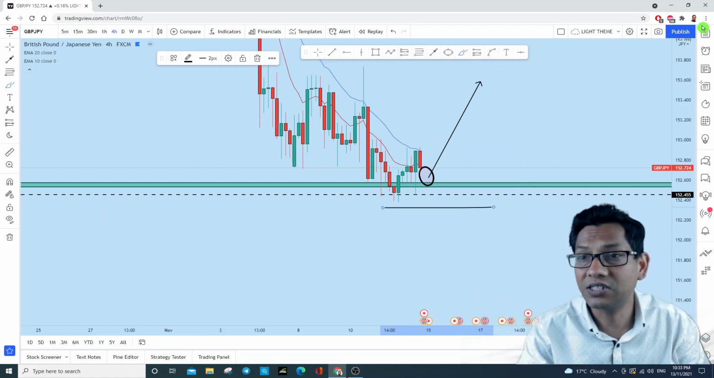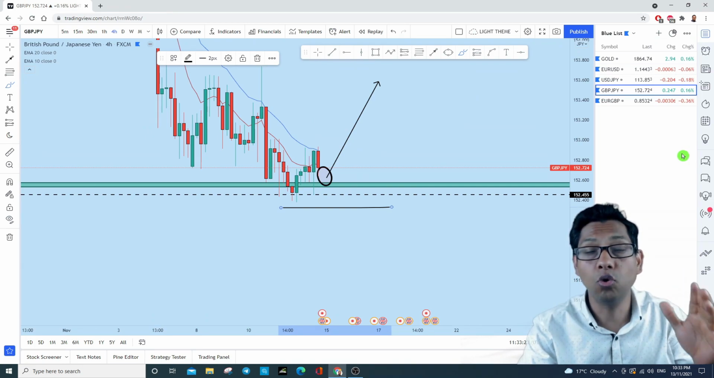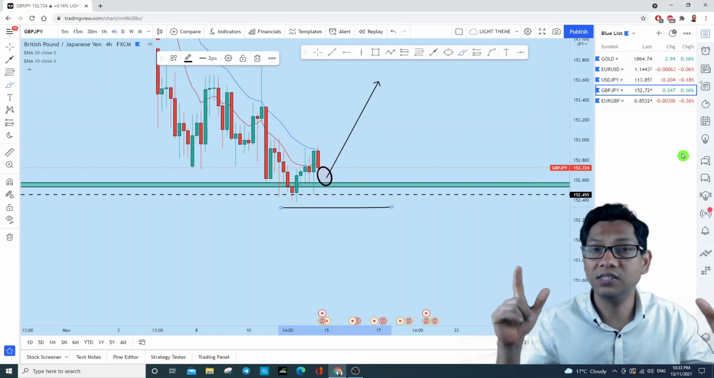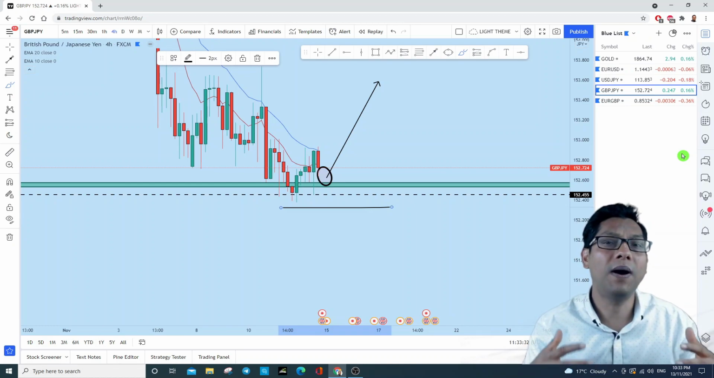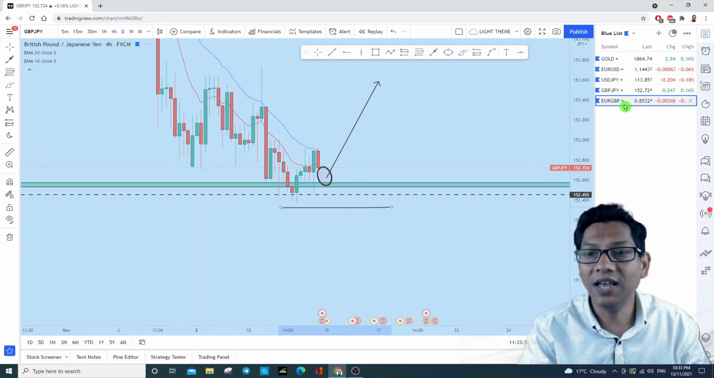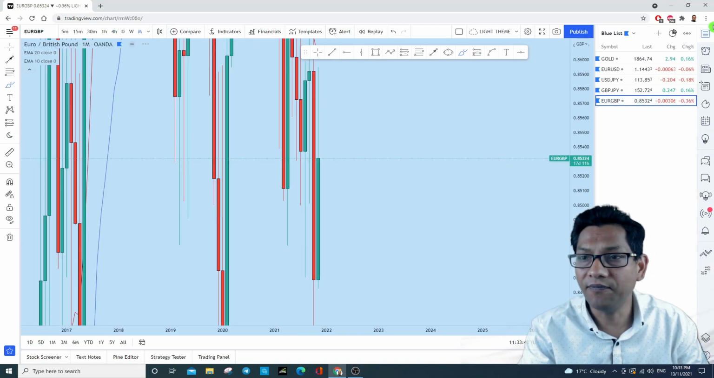Now let's start with another instrument that we will be looking to trade, EURGBP. After this EURGBP, finally we will analyze gold. So stay tuned till the end to see how gold might behave in the upcoming trading week. Now let's start with EURGBP on the monthly time frame.